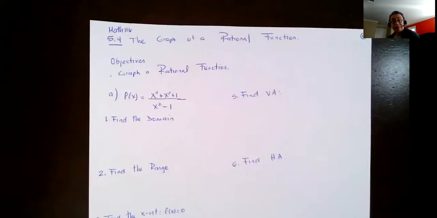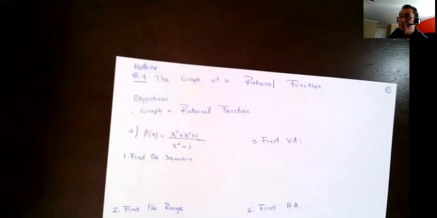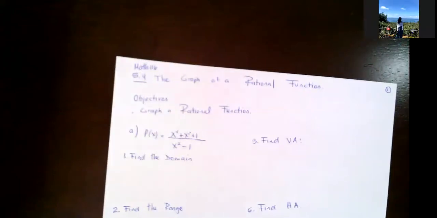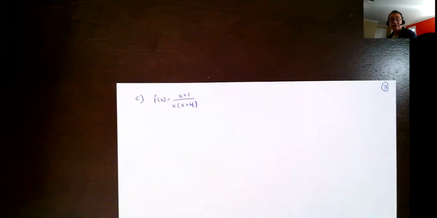Let me start with one that would be a little bit easier for everybody, and then we'll try another one. So we're gonna start with C right here. We're gonna graph this rational function, f of x equals x plus 1 divided by x times x plus 4, right? And we're gonna go step by step.